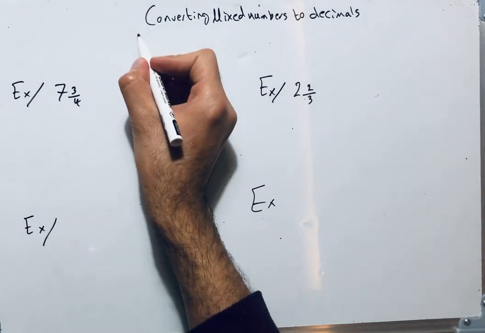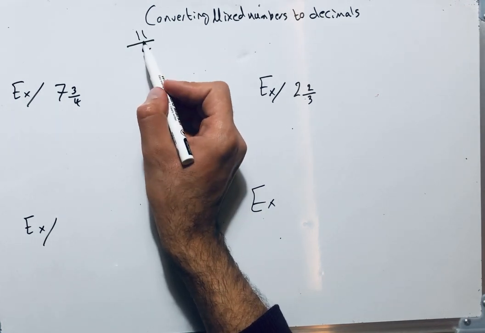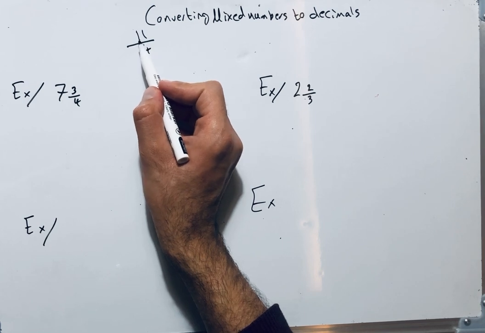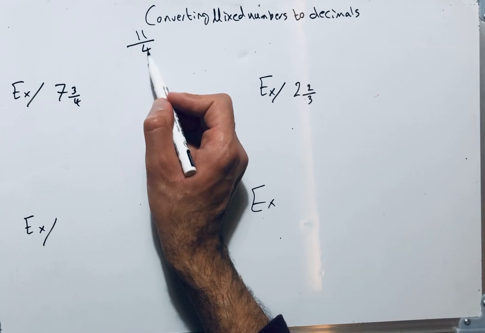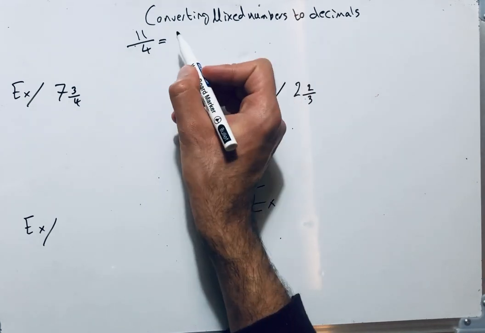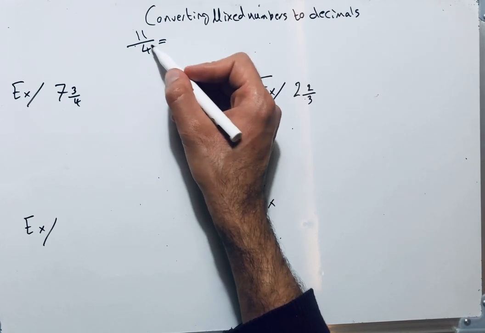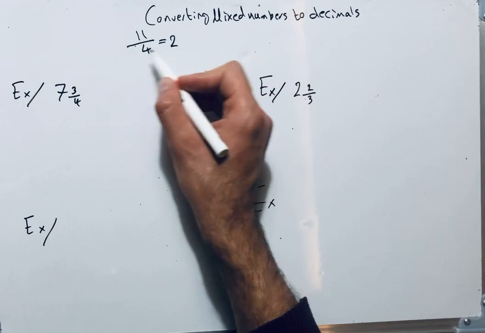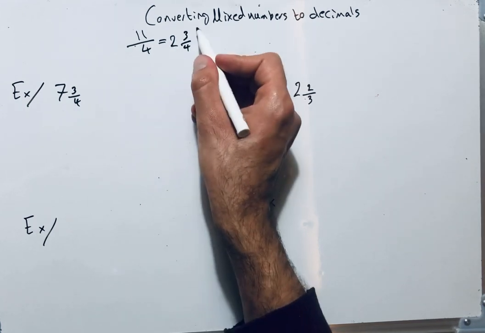Well, if you have a fraction, for example 11 over 4, that has a larger numerator and the denominator is smaller, so 11 is larger than 4. So we can rewrite it in a different way. We could ask how many fours are in 11, so 2.